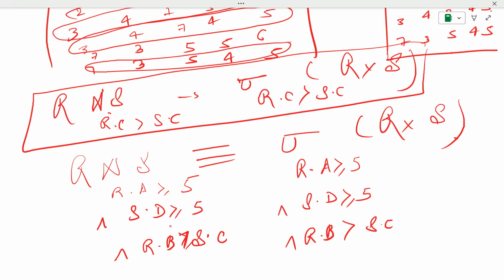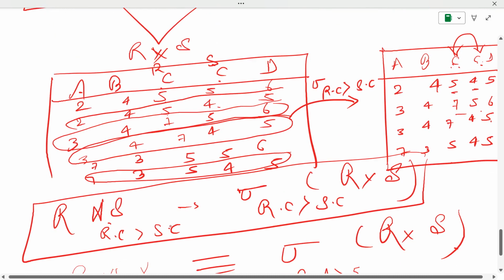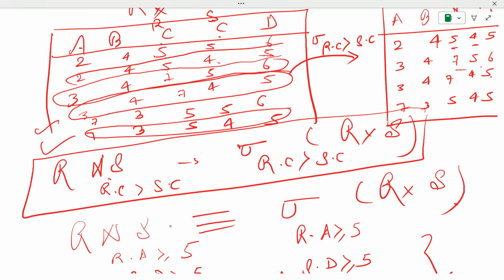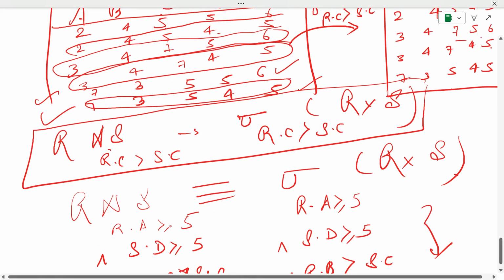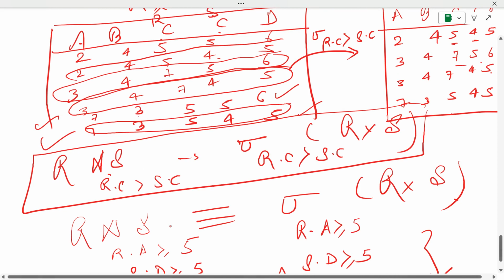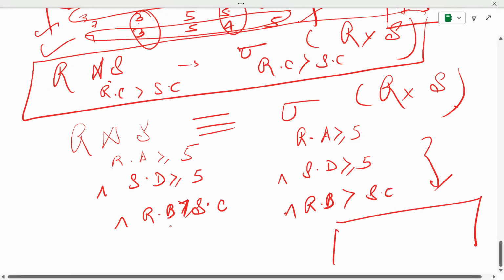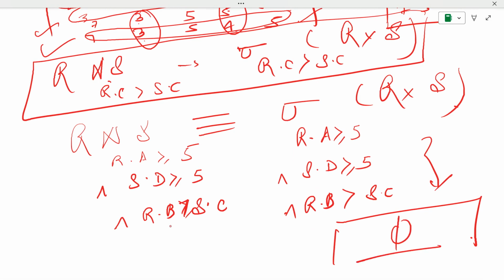Okay, so if we are applying this condition, if R.A greater than or equal to 5, so we have two tuples for that, right? This one. Then we need to see whether S.D is greater than or equal to 5. Yes, this also is satisfied. And lastly, we have to see that R.B is greater than S.C. So R.B is greater than S.C, so this is not happening. Okay, so one of the conditions fails in this AND situation. So we have an empty table. Okay, this is empty. So all these conditions have to be satisfied for that, right? That's all for conditional join.